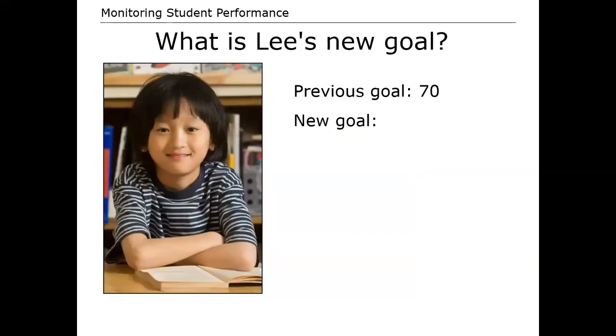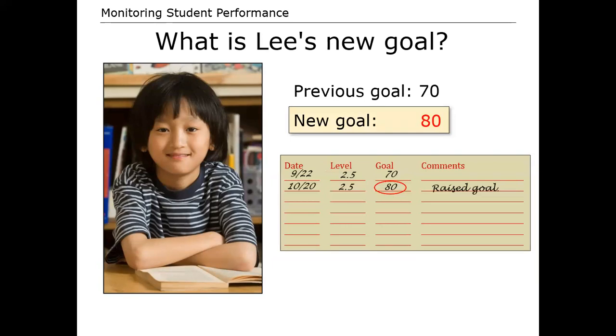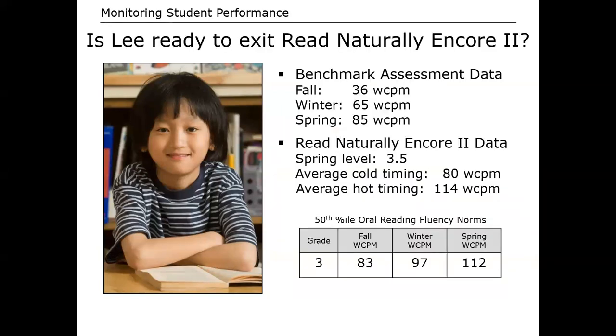So Lee's old goal was 70. You remember what the last slide said, you might be able to think of what his new goal might be. We recommend raising by 10 at a time typically. So Lee's new goal would be 80. So he's going to keep working in 2.5, and now his goal is going to be 80. Now, you'll check him again after, maybe 18 stories, whatever the case might be, and he may be ready for a higher level after 18 or 20 or do all 24. But for now, we're going to leave him in 2.5 and give him a goal of 80.